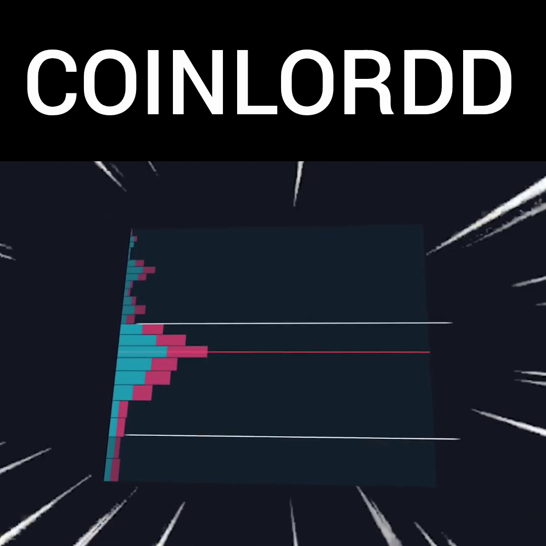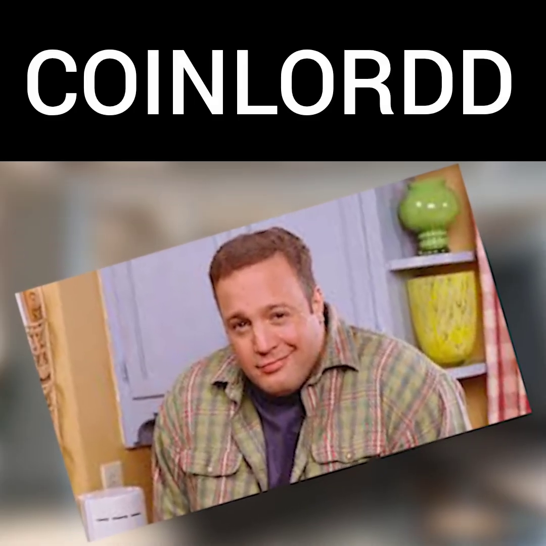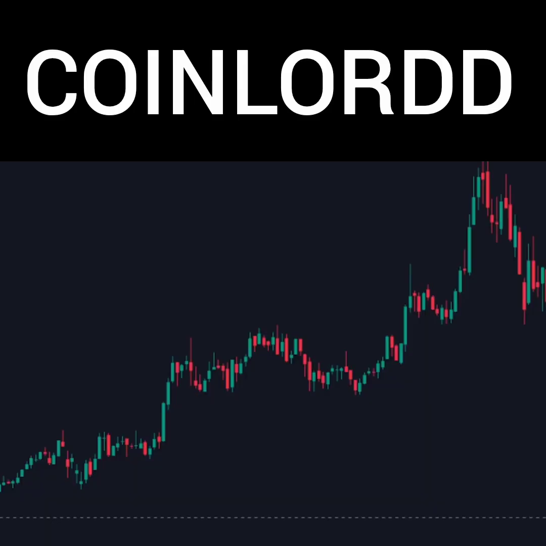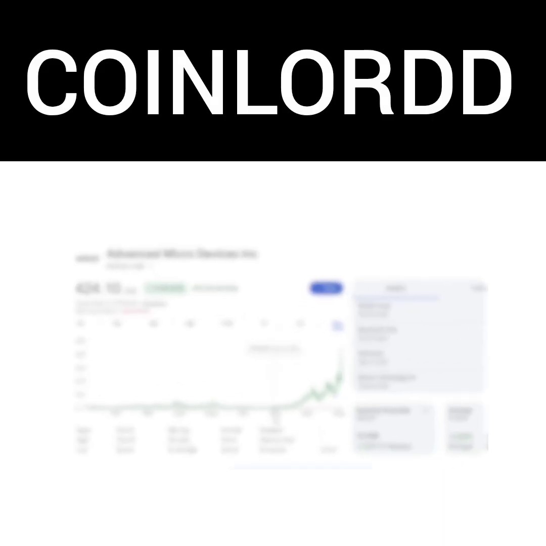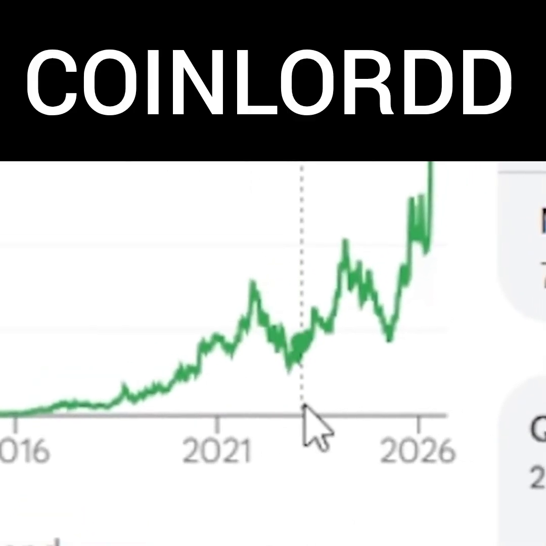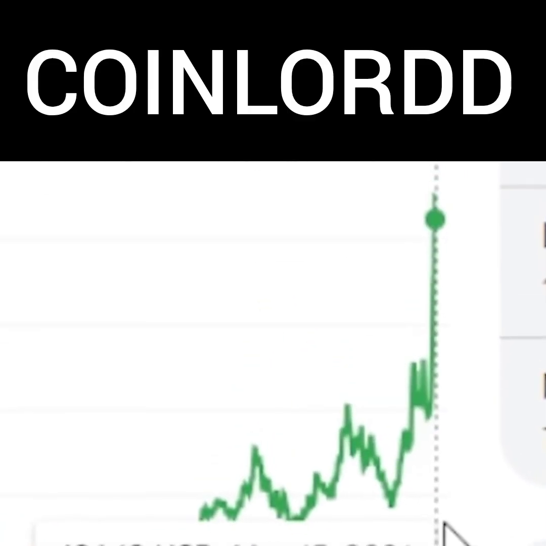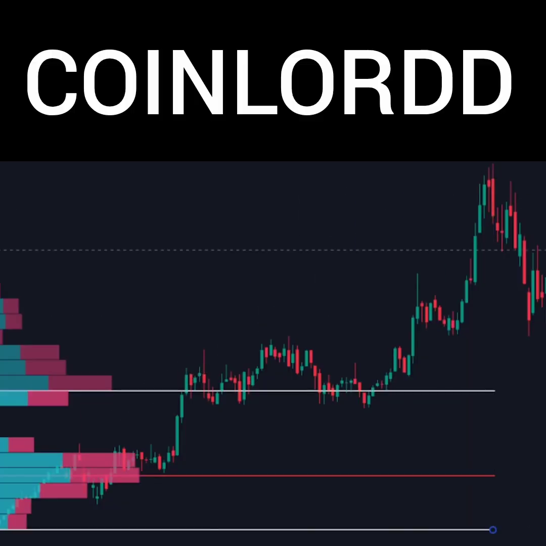So this is the basics of what the volume profile is, and I even gave some hints on how to use it. But now it's time to go over an actual strategy that you can use right now. And for this example, we'll use AMD as it's been pumping recently and a lot of people are trading it. And if you use the volume profile, you could have entered in before everyone else.